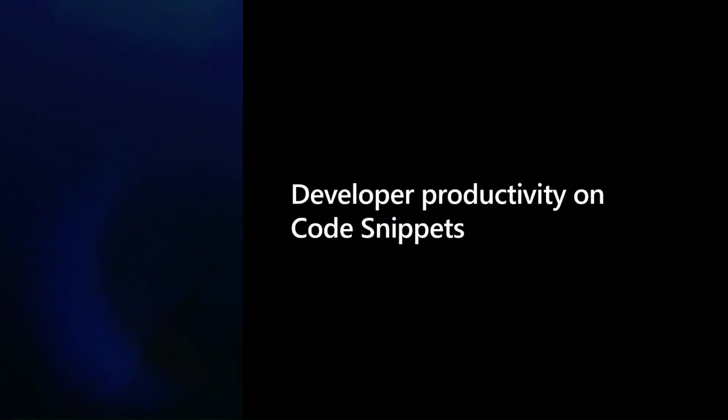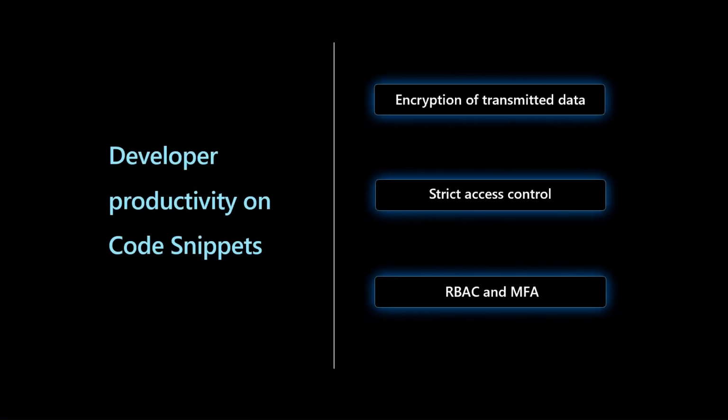Here is the developer productivity on code snippets. The goal is to ensure the protection of sensitive data such as your user edit actions, source code snippets, and the repo URLs or file paths, and several protective measures are implemented. These measures include encryption of transmitted data: all data is encrypted both during transit and while at rest, so that it remains secure and inaccessible to unauthorized parties.